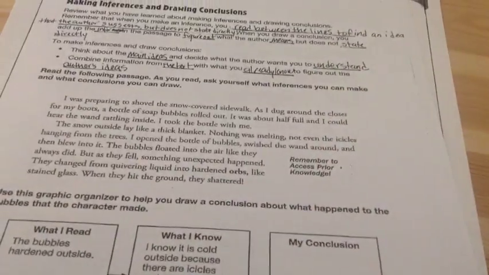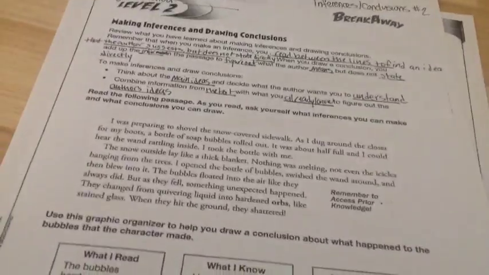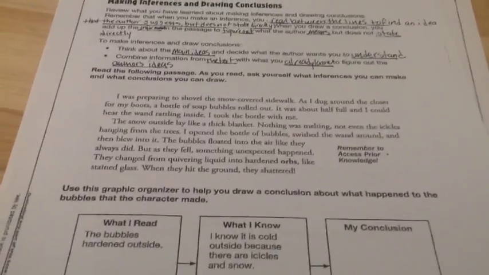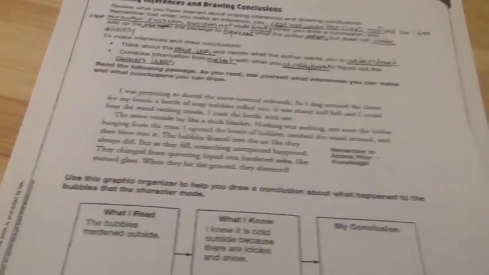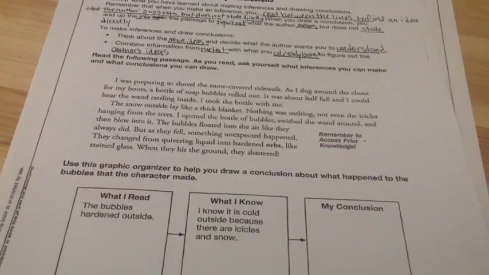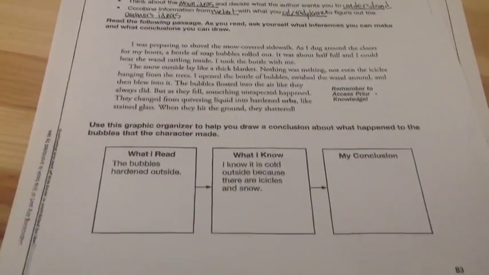Okay, and if you can see this little side note, it says to remember to access prior knowledge. So a lot of us growing up in LA, we don't know that much about snow or what it's like to be so cold outside that liquid would actually freeze. But we do know about bubbles, and we know from science that when it's really cold, things that are liquid can turn to solid form. All right, let's look at the next part.